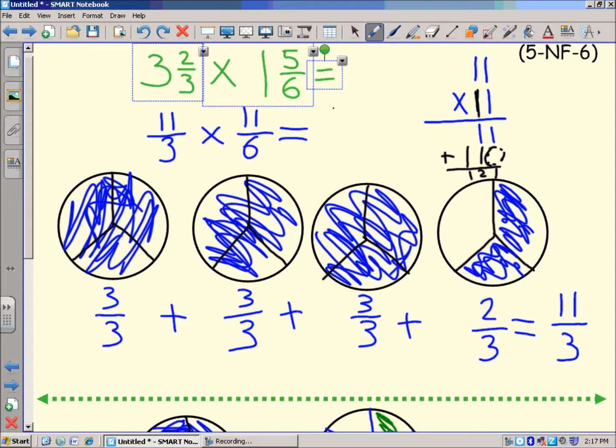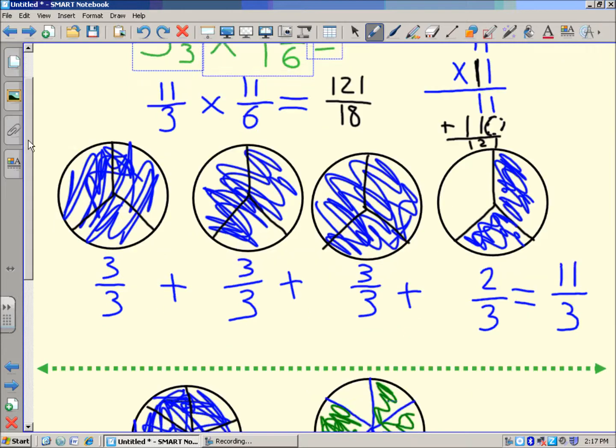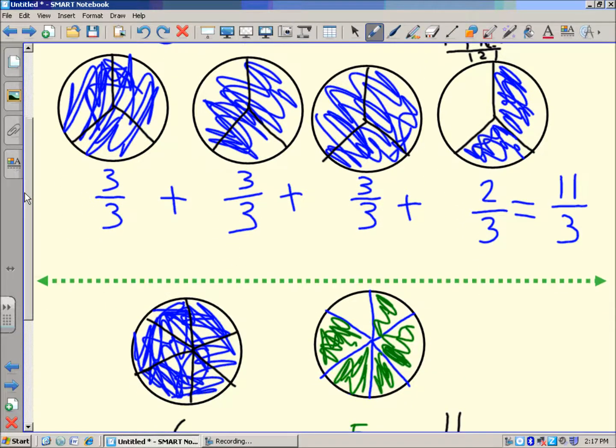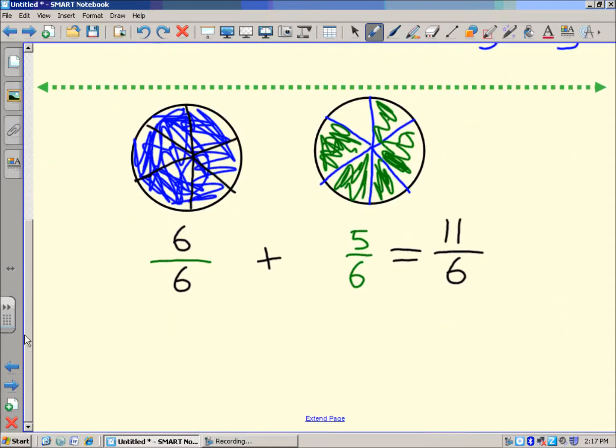So now our numerator will be 121 over 3 times 6. Hopefully you know that basic fact, and that is 18. So now you're left with an improper fraction again. How could you change that back to a mixed number if you were asked to do so? Well, I'm going to rewrite it down below. That was 121/18.